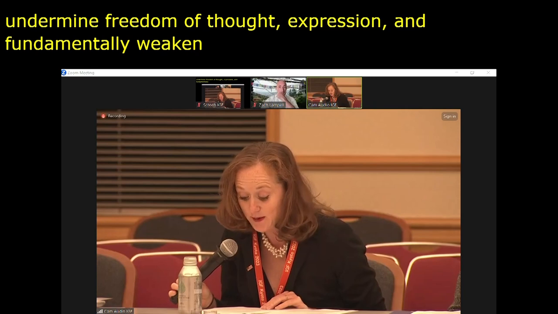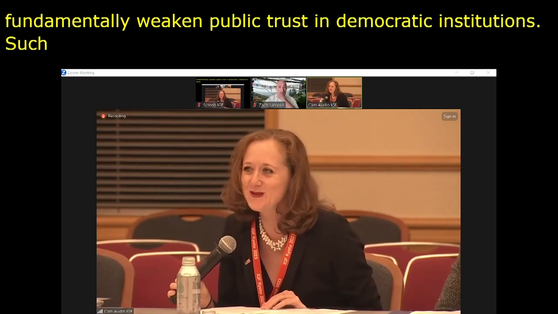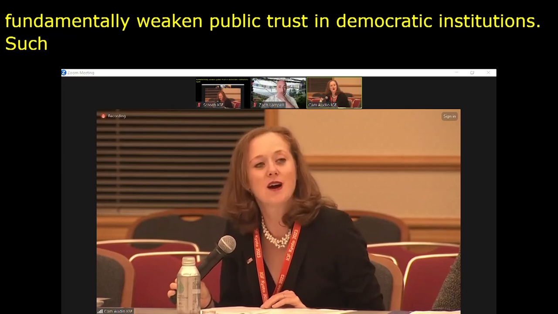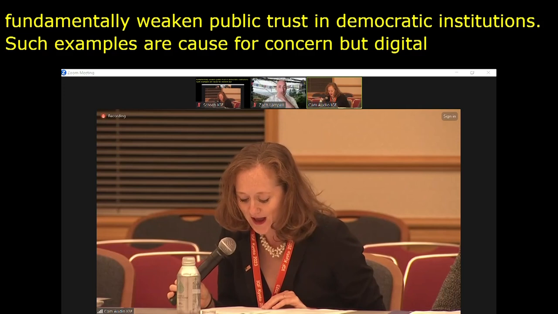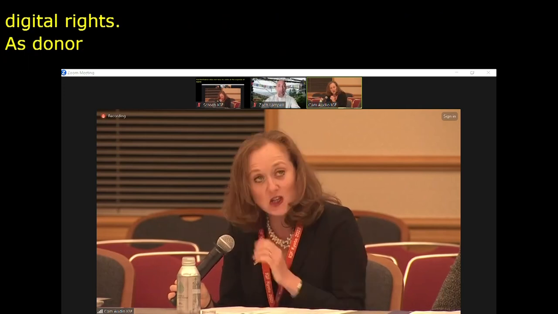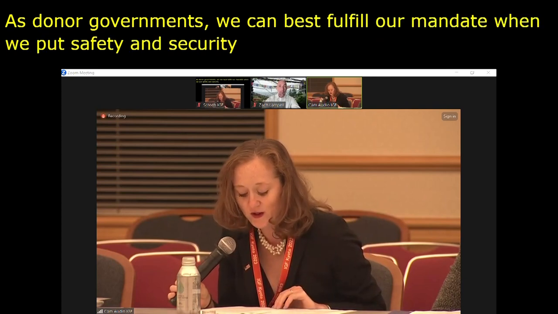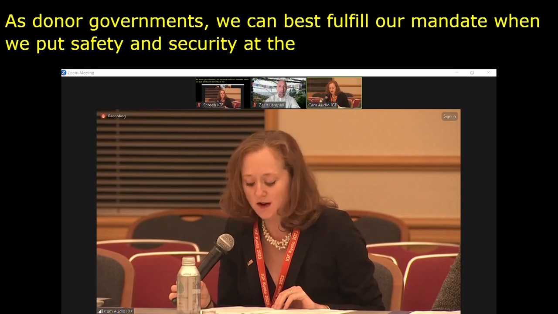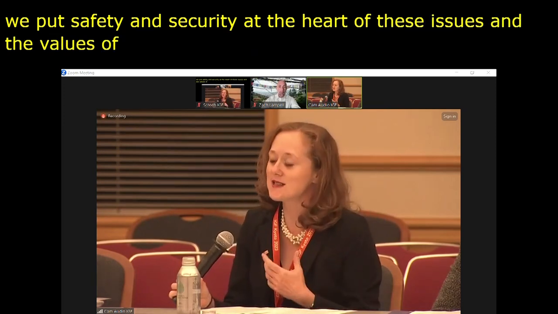Such examples are common and are cause for concern, but digital transformation, we know, does not have to come at the expense of digital rights. As donor governments, we can best fulfill our mandate when we put safety and security at the heart of these issues, and the values of democracy, respect for human rights, and accountability at the center of our work.